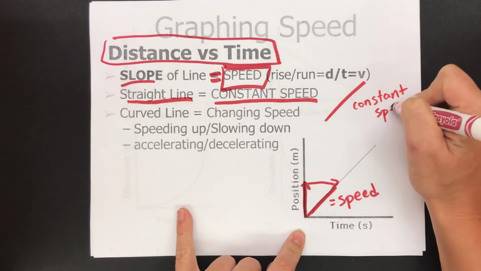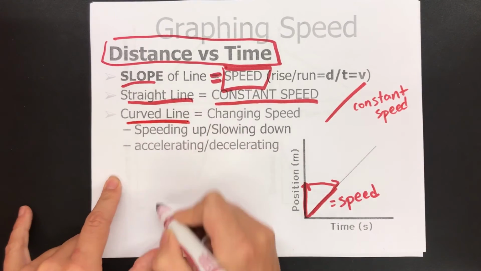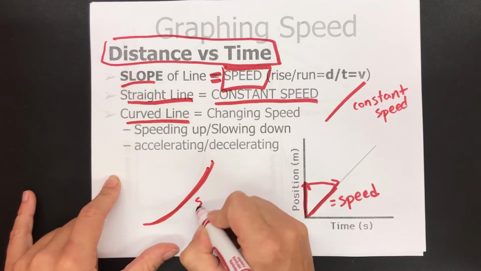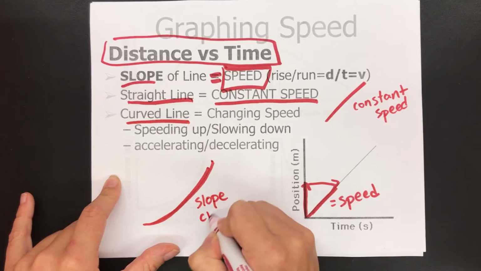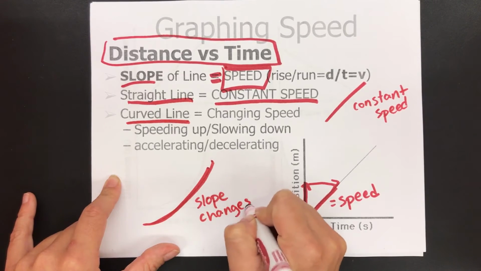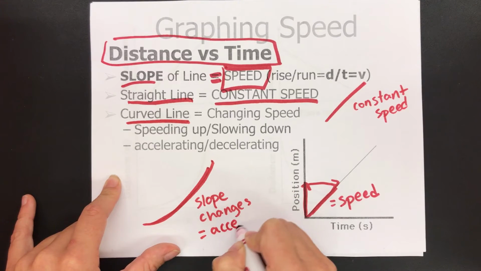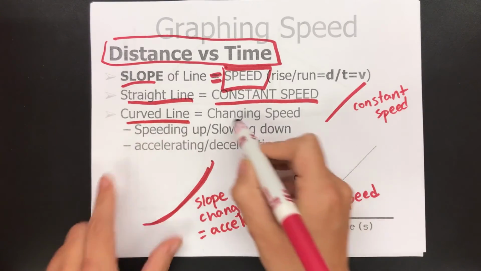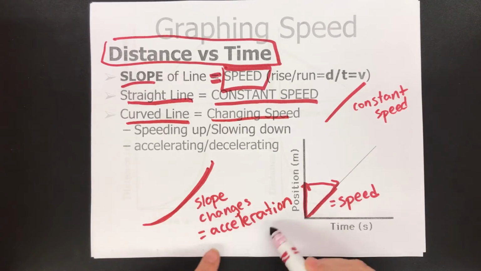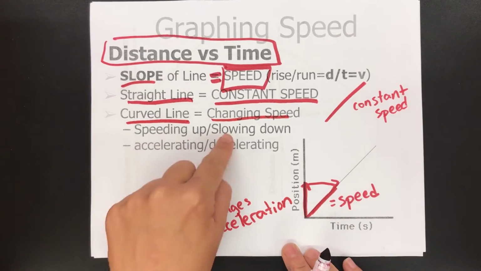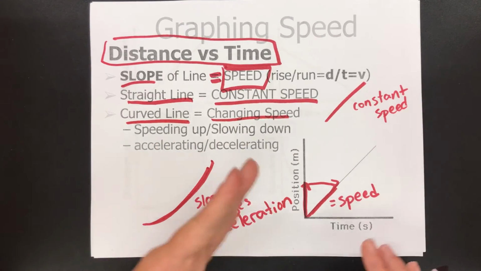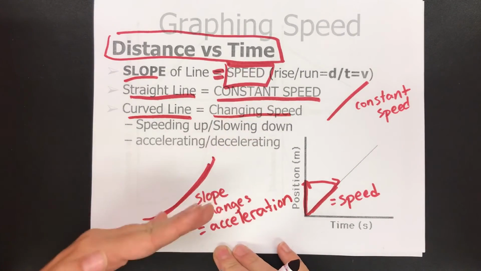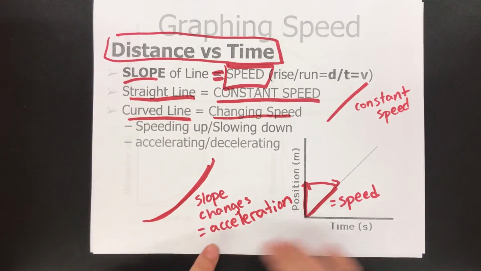Constant speed. If it is a curved line, if that slope is changing, if the slope changes, that means you have acceleration happening. Any kind of curve means there's a changing speed. The slope is changing, so you have acceleration. So it's either speeding up or slowing down depending on what's happening to that slope. In this instance, that slope is getting steeper and steeper, so it's speeding up.